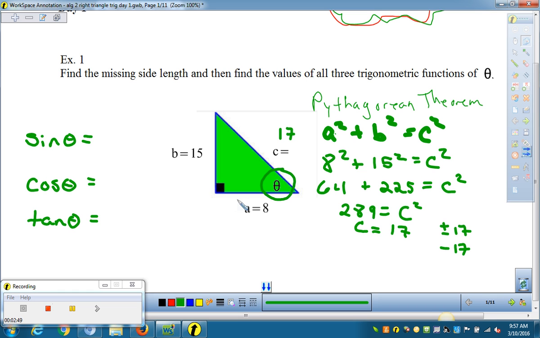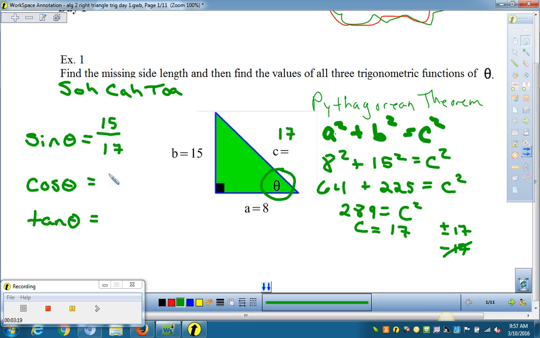Okay? All right. So now, sine is what over what? Opposite over hypotenuse. So if we're standing on theta, what's opposite? 15. What's the side opposite? 15. 15 over the hypotenuse, which is what? 17. Done. That is the sine of theta. So if on your calculator we found out what that angle was, and you pressed sine of that angle, you would get the decimal for 15 over 17.